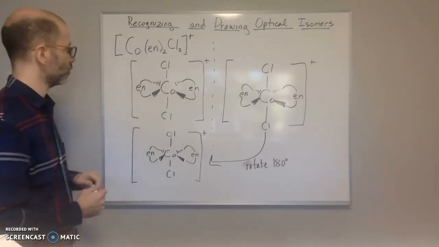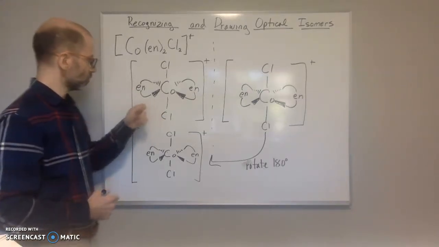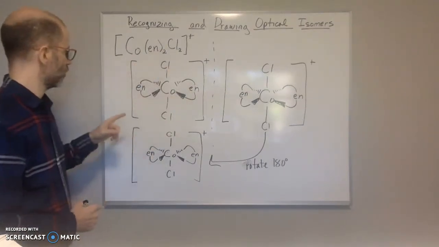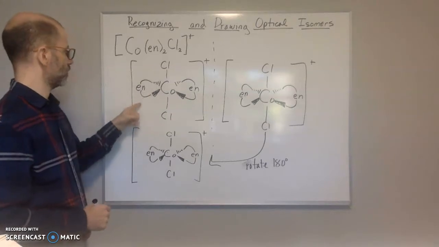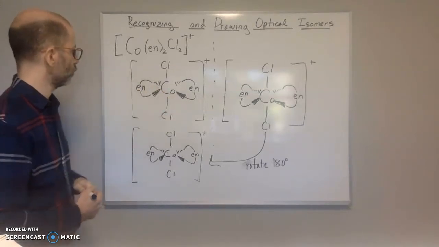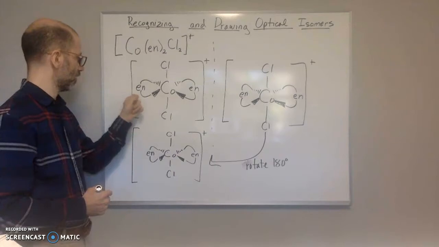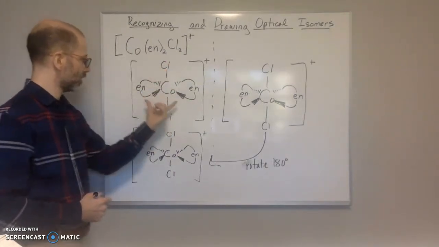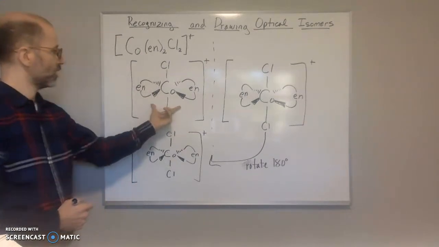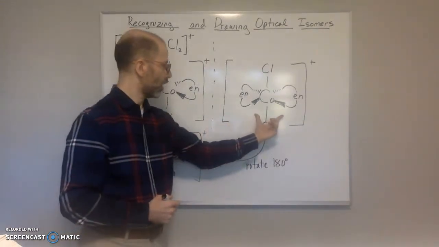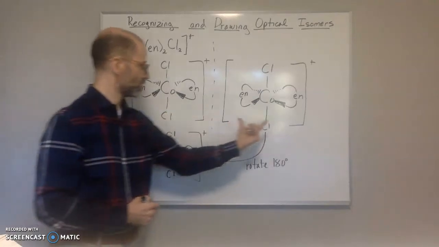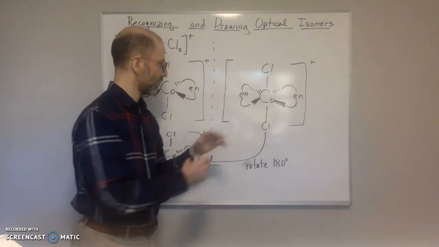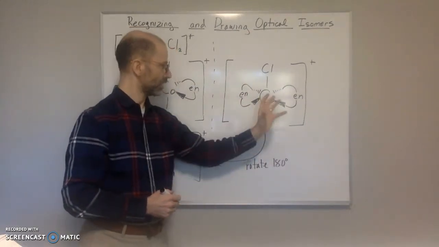So here's example number one. Here we have the complex. This is the trans isomer. If we look at the trans isomer, where we have the ethylene diamine on opposite sides and the chlorines on opposite sides, we take this isomer here. We then draw the mirror image of this. So this one is the mirror image of this one. And then if we take this one, we rotate it along this axis 180 degrees.